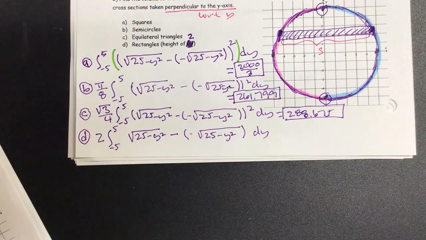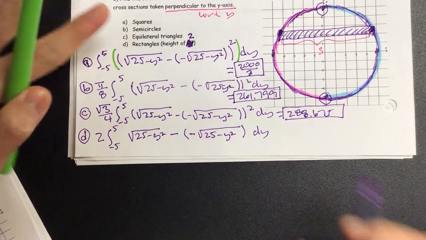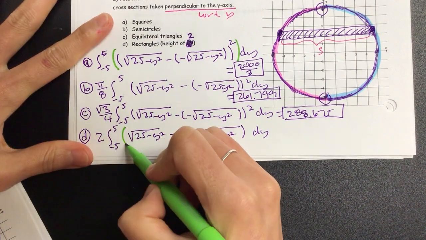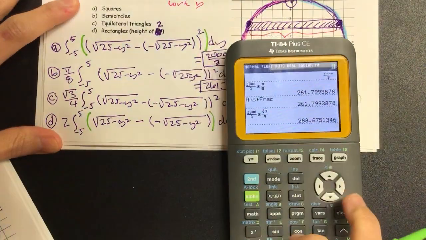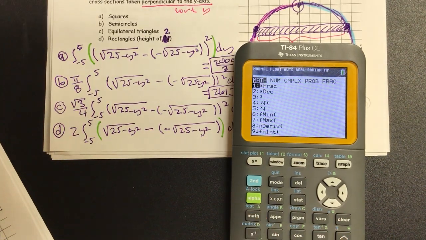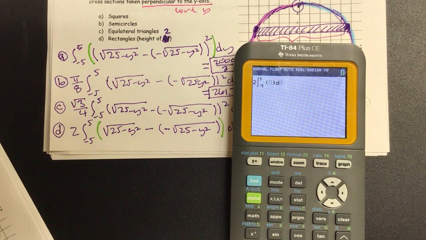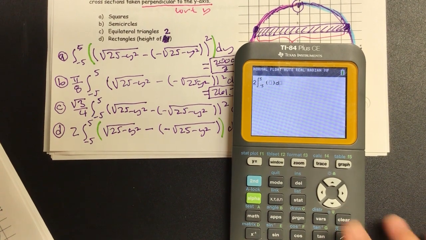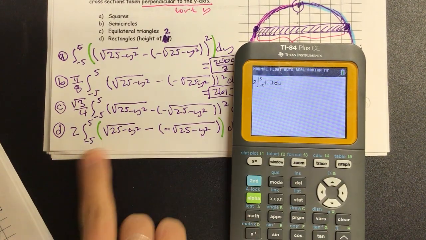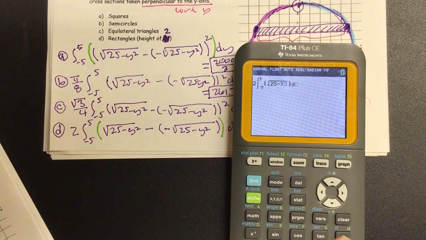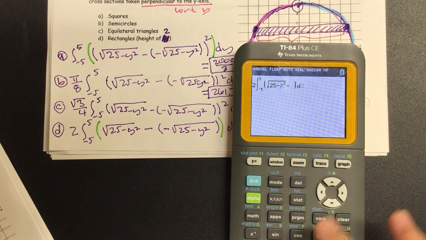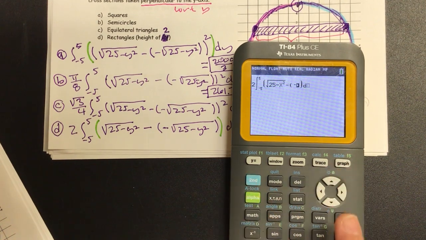Now, what is a calculator going to force us to add on to? Another parentheses. It just opens another one for us. So let's type this in together. Math 9. I should have 2 at the beginning, right? -5 to 5. And then notice the parentheses already there. So we have 25 minus x squared. Move over, minus the parentheses of negative.